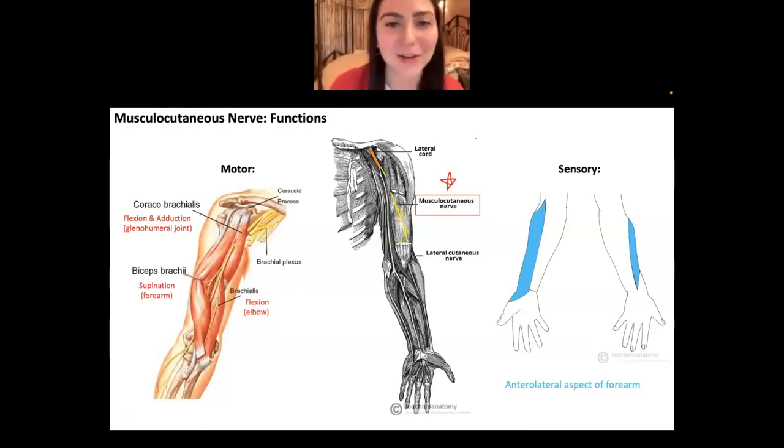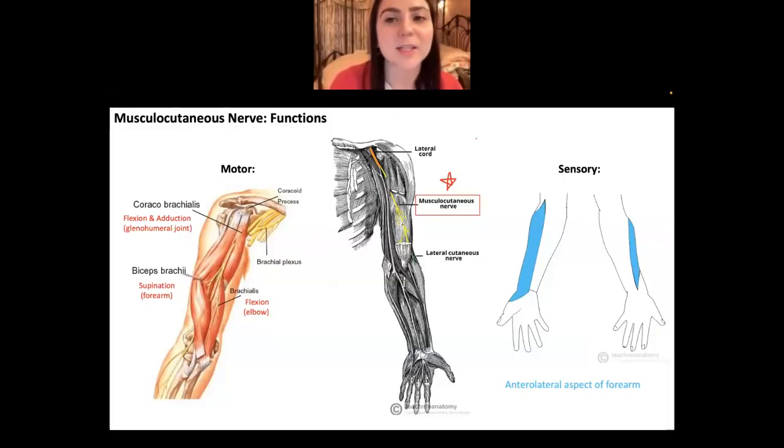But again, I'm focusing on the terminal branches here. So it comes from the lateral cord, and eventually I'm going to have the musculocutaneous nerve. If you notice, it's right on the front of the bicep muscle. And again, this is standing anatomical position, so the palm's facing forward. So this is right in the front of the arm.